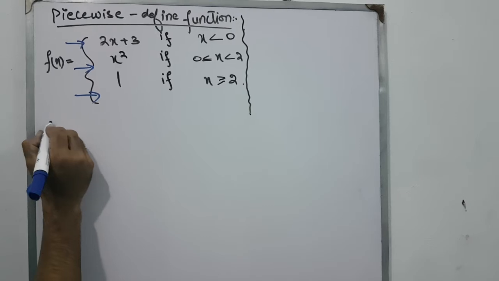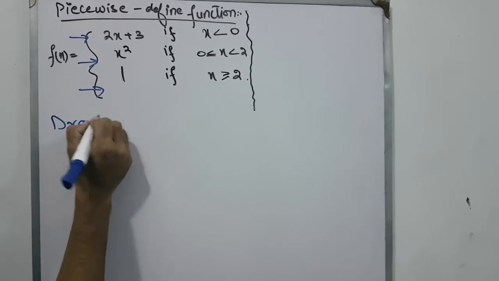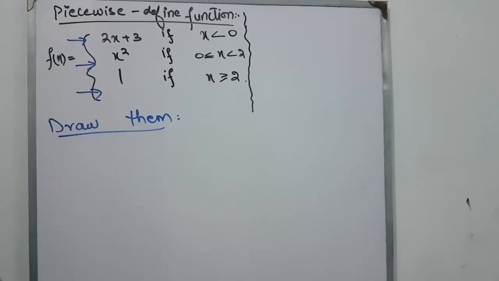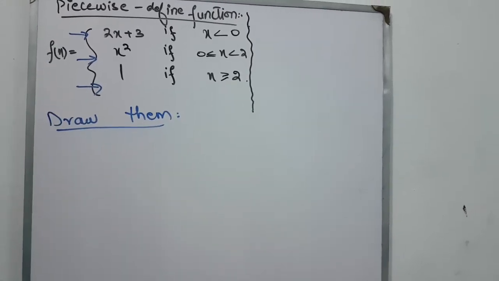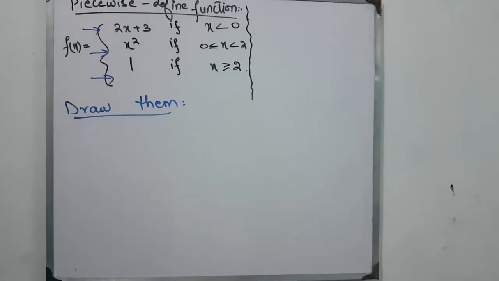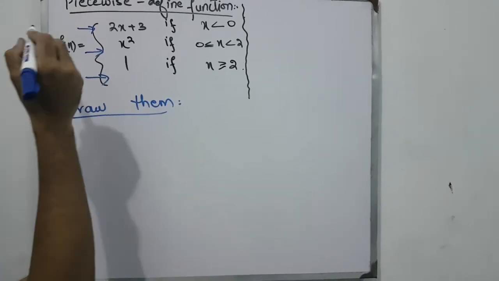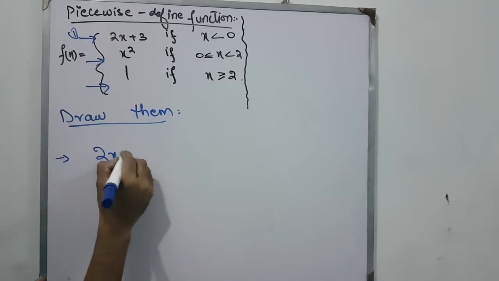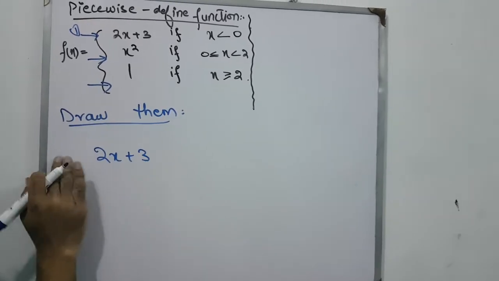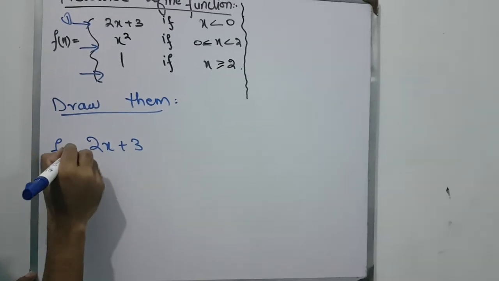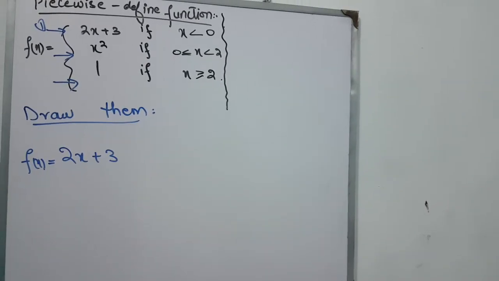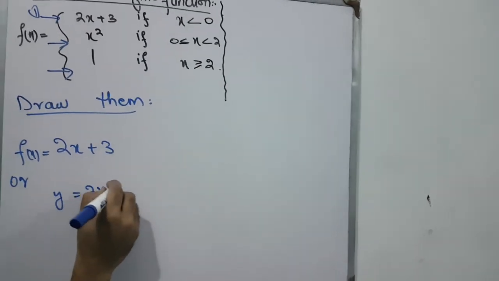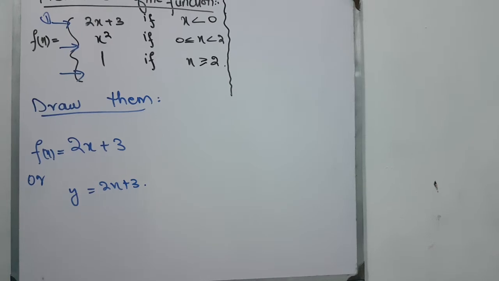In piecewise defined functions, you just have to draw each expression on the xy plane. Now I'll show you how to draw on the xy plane. I take the first expression, f of x equals 2x plus 3, or y equals 2x plus 3. It is a linear equation.